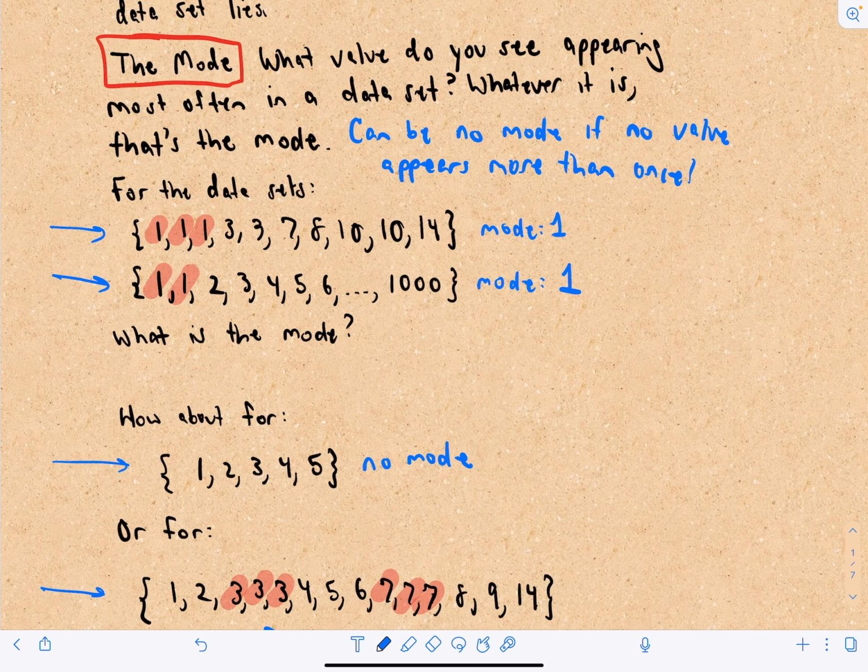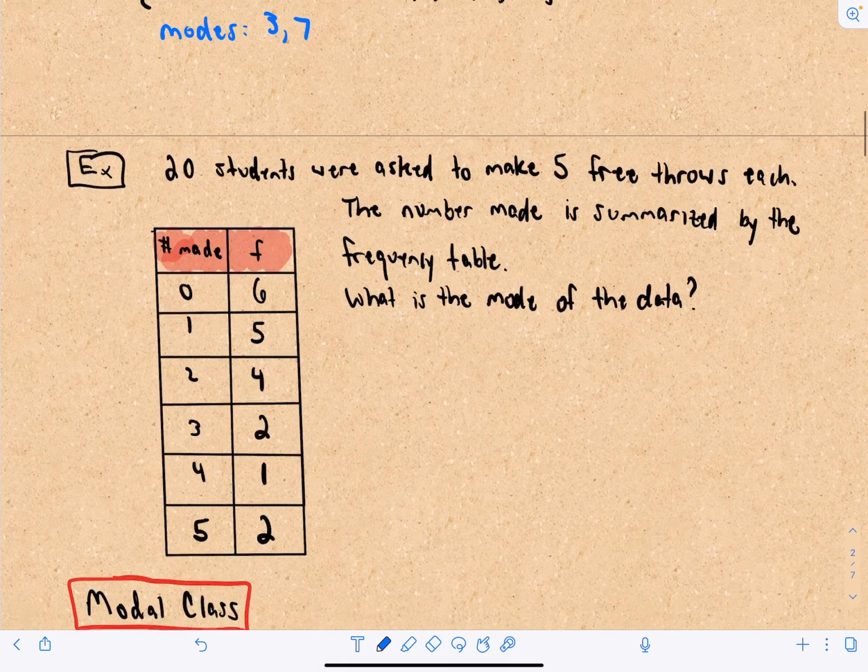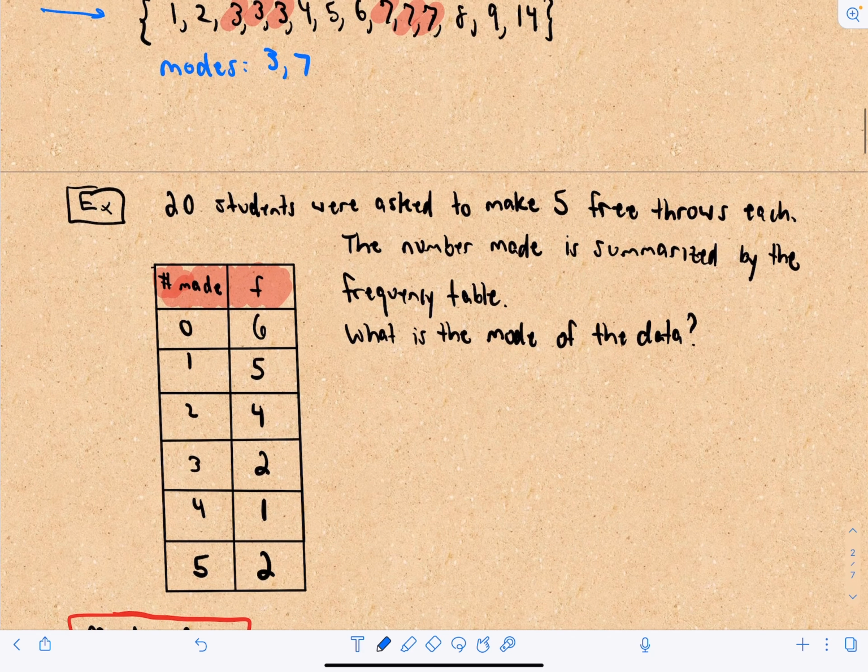So there can be, to use somewhat proper English here, no mode if no value appears more than once. Likewise, there can be infinitely many modes. Okay, so that's also possible. So this next one is, I think, hopefully pretty straightforward.